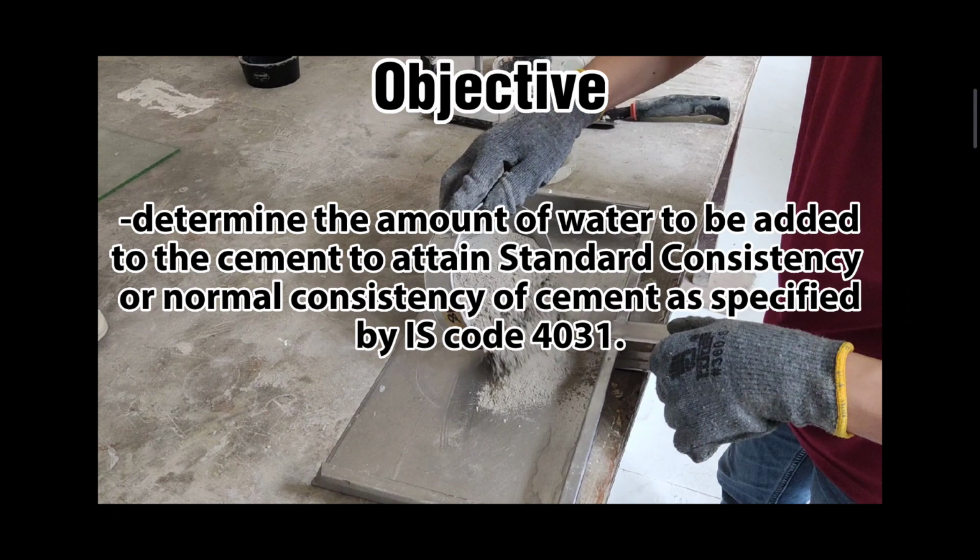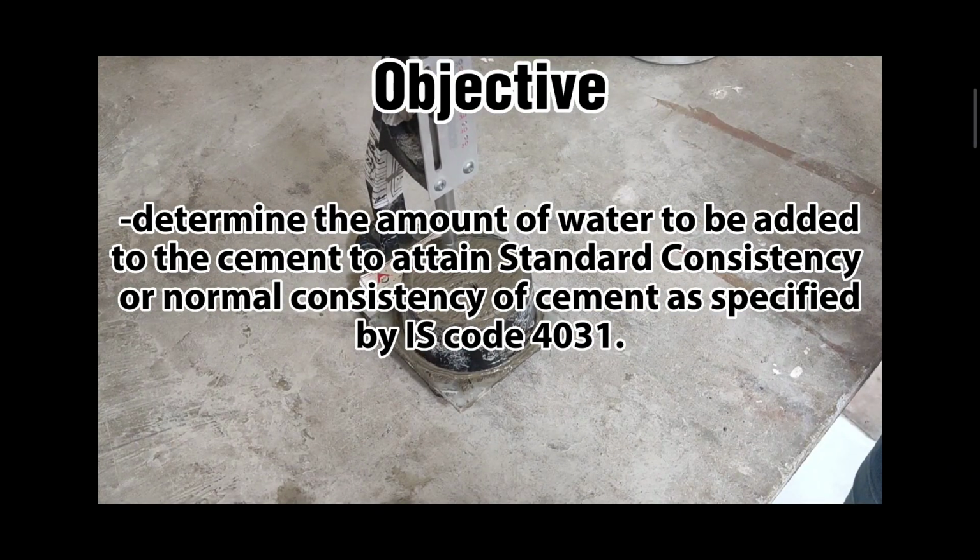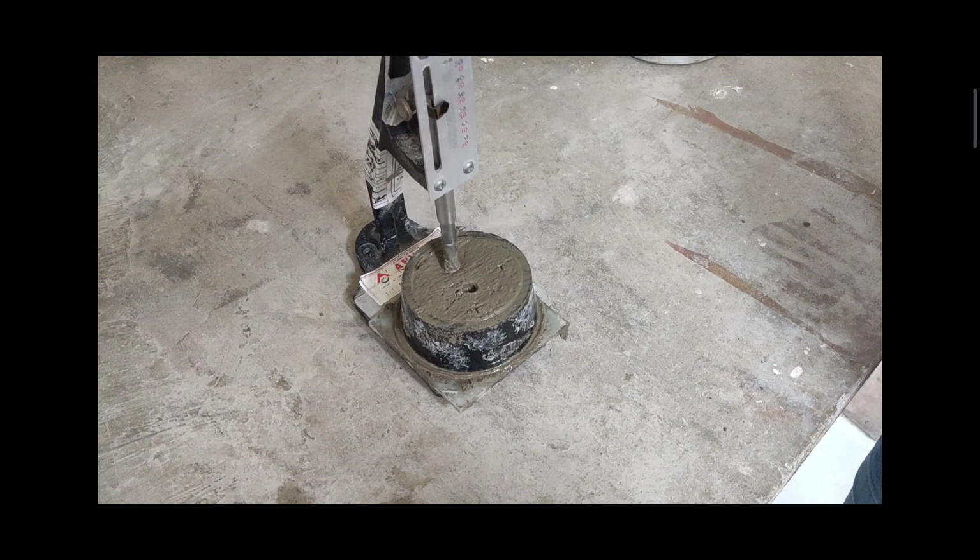The aim of this test is to find the basic required quantity of water to form a cement paste as specified by IS Code 4031 or the Indian Standard Code 4031, Part 4 of 1988, in which the Vicat plunger will penetrate the 5 to 7 millimeter point to the bottom of the Vicat mold.